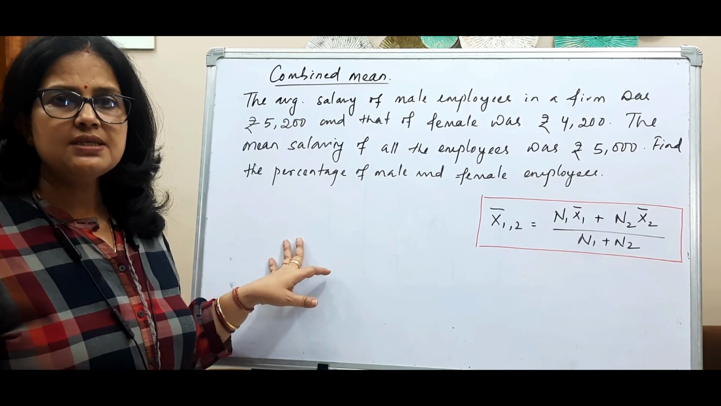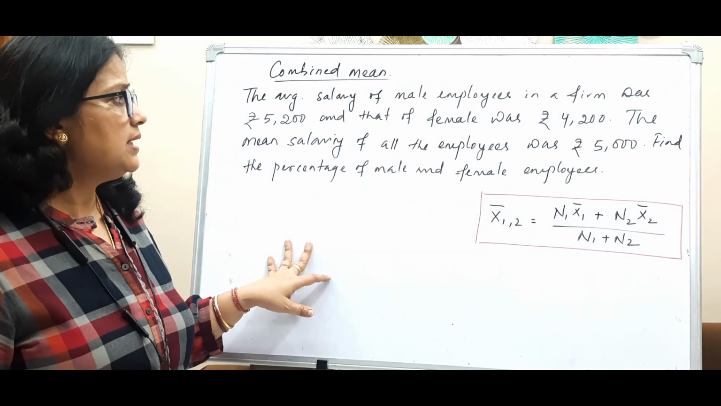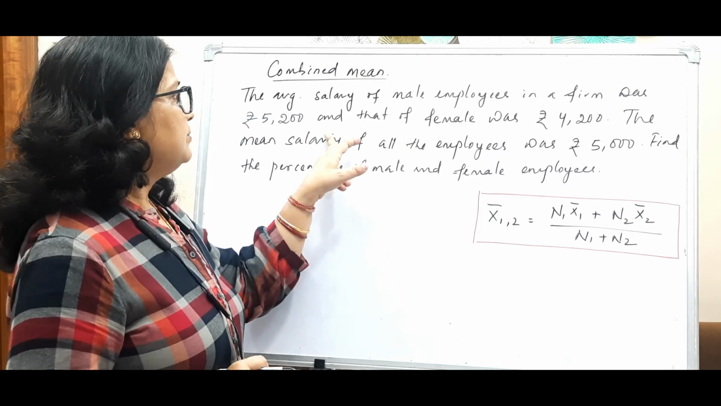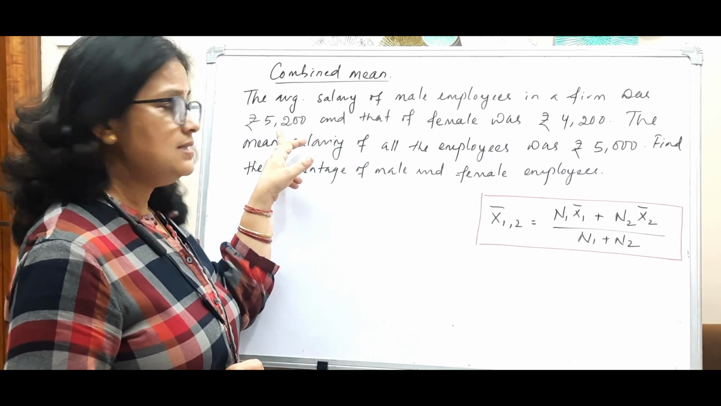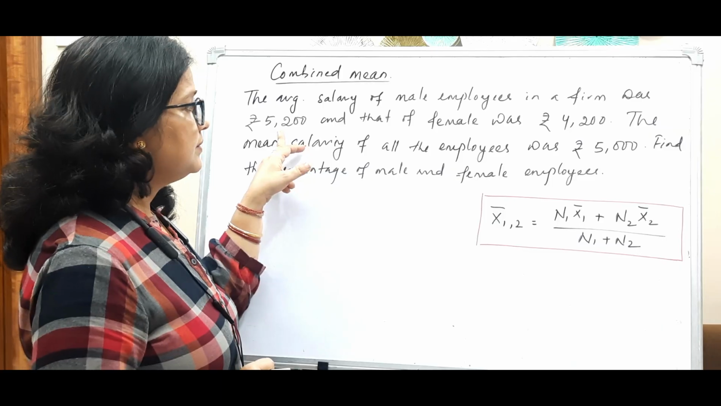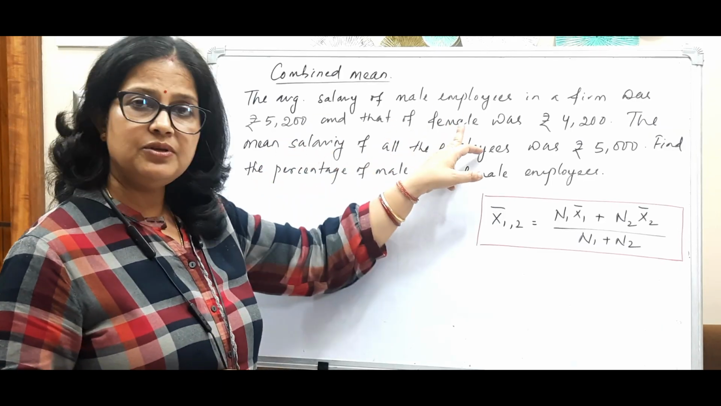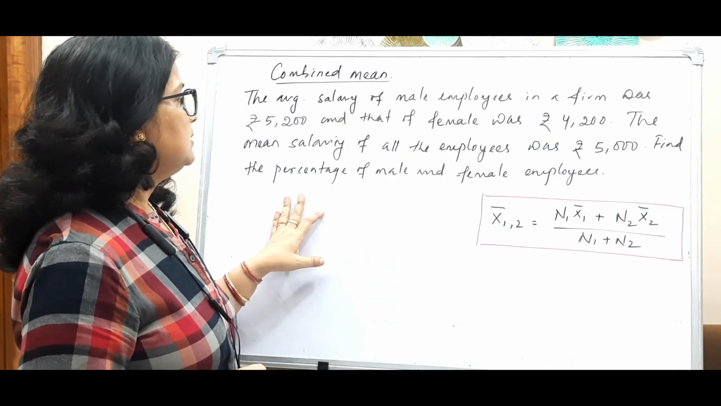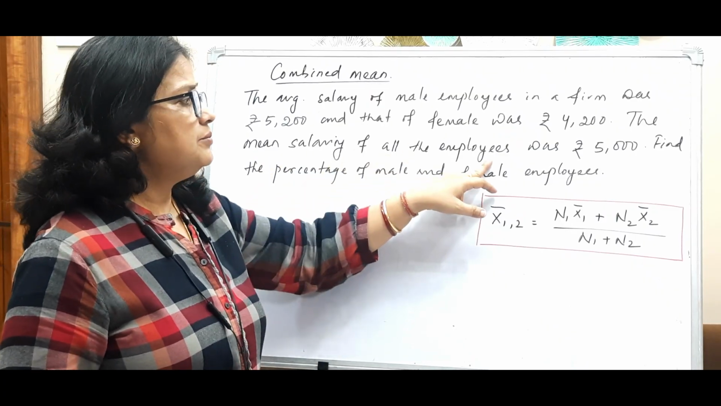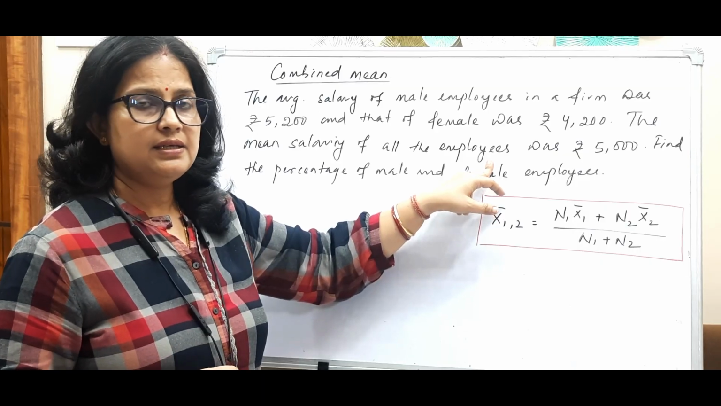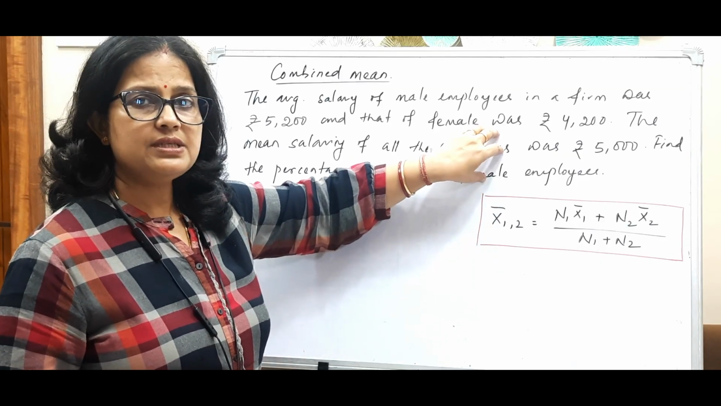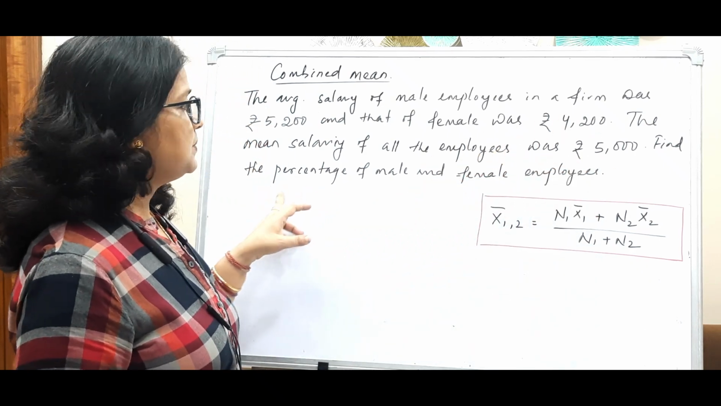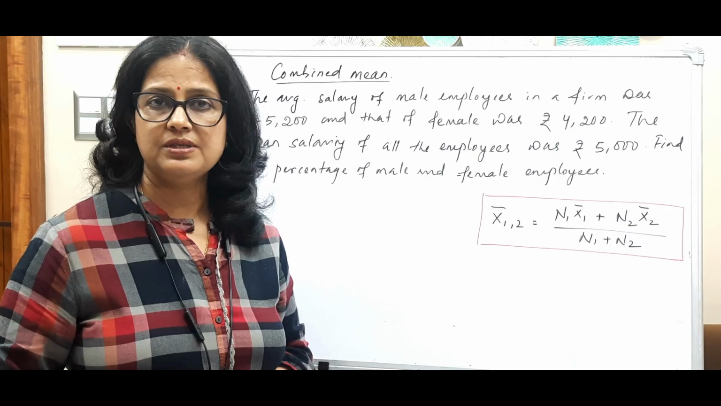First, we need to discuss what is given in the question. यहाँ पर क्या दिया है? The mean salary of male employees दिया है, that is 5,200. Mean salary of female employees दिया है, that is 4,200. And the mean salary of all employees, सबका मिला के जो उनका average है, that is also given, 5,000. So we need to find what is the percentage of male and female employees.